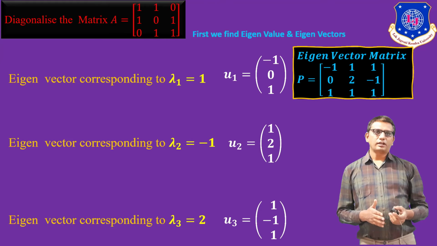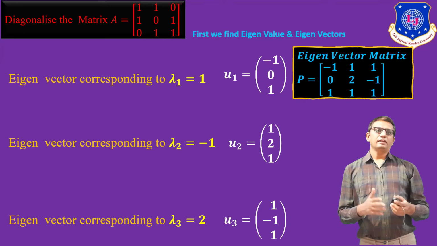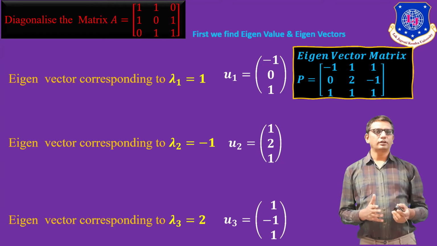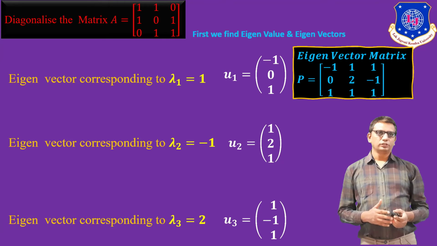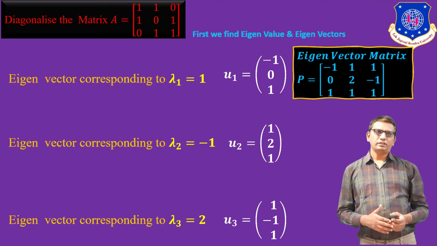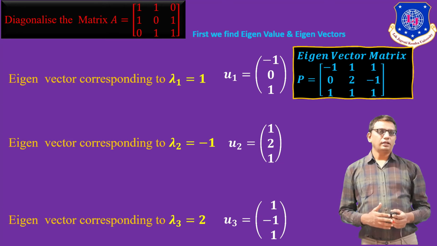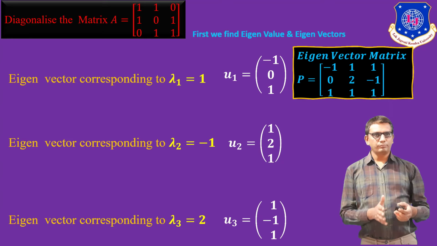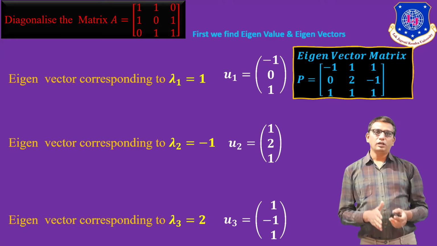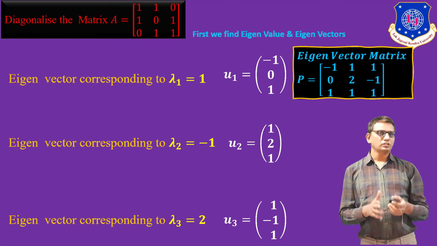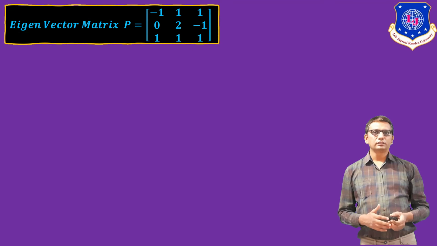Here we write the first eigenvector in the first column, the second eigenvector in the second column, and the third eigenvector in the third column. We can interchange the eigenvector columns, but remember that at the end of the multiplication P inverse AP, the order of the eigenvalues depends on this model matrix. So now we will find the eigenvector matrix.